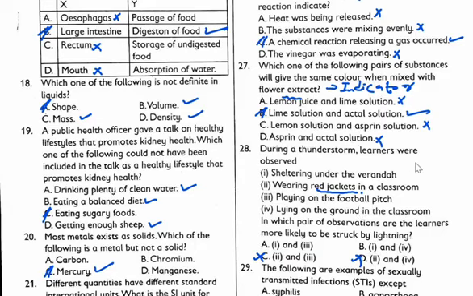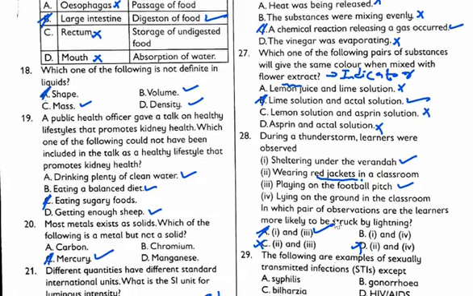So sheltering under the veranda, this one is very risky. And also playing on the football pitch. So playing on an open ground when it is raining is very risky. You can be easily struck by lightning. And therefore, the correct option is Roman 1 and Roman 3. Therefore, the answer is A, Roman 1 and Roman 3.